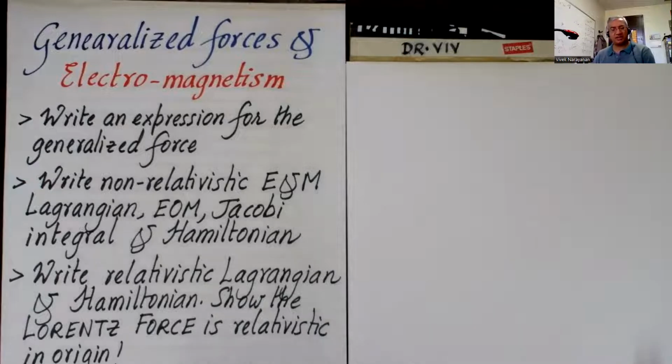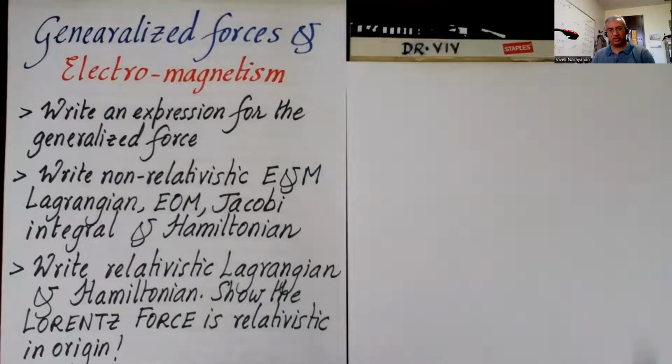So we'll first write an expression for the generalized force using the Lagrange equations of the second kind. And then we'll, as an example, look at non-relativistic electromagnetic theory. We'll look at the Lagrangian, the equations of motion, a very important quantity called the Jacobi Integral, and also our old friend, the Hamiltonian. Then we'll repeat for relativistic Lagrangian and Hamiltonian. And we'll also show in the process that the Lorentz force is relativistic in origin.